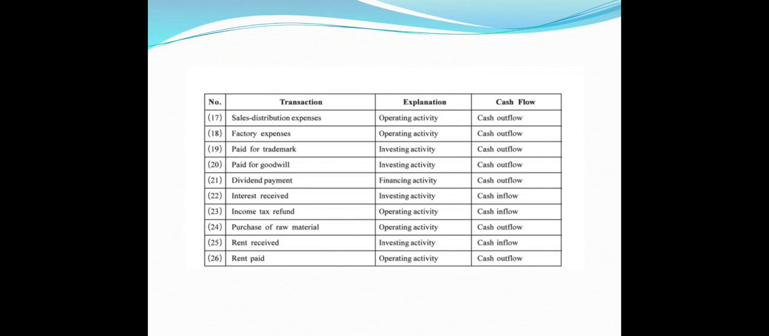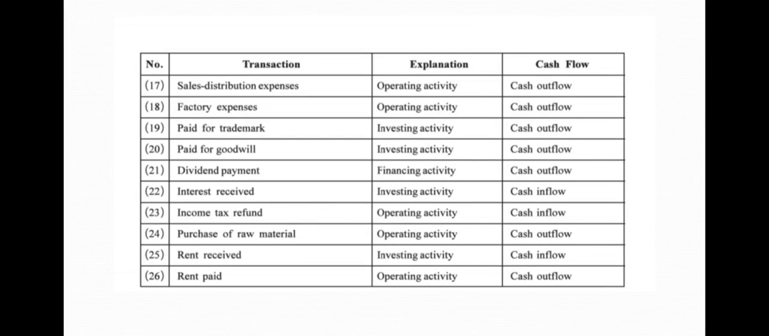Okay, let us take few more. Sales distribution expense. Friends, sales distribution expense is routine operations expense, so it is an operating activity of cash outflow. Factory expense, again the same, they are routine expense, so it is an operating activity of cash outflow. Paid for trademark. Friends, when we pay for trademark, it is one kind of increase in asset, so it is called investing activity of cash outflow. The same thing is with paid for goodwill. It is also a creation of asset, so investing activity of cash outflow.